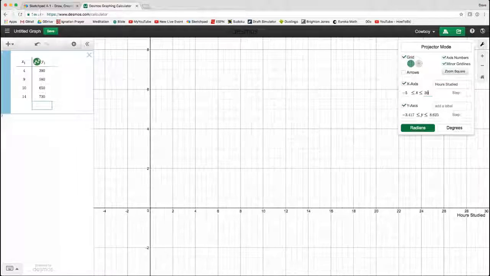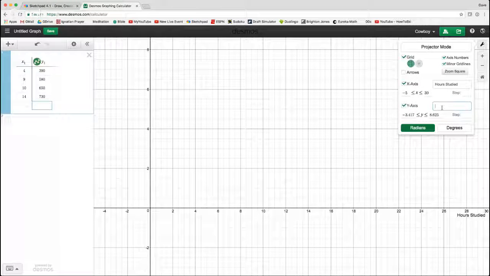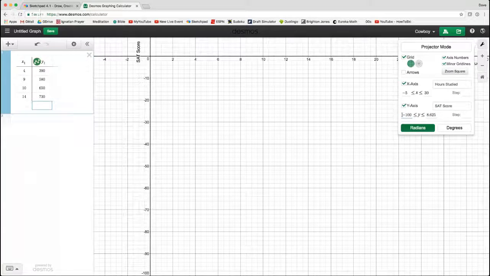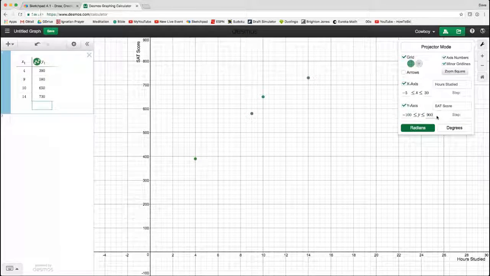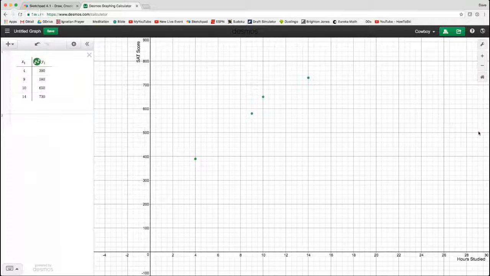We'll call that, go to 30. And now this will be my SAT score. I'll say my low number is going to be like -100, which can't happen, but it'll give me some extra space. And then my high score will be 900. I want to go a little past 800. So there we go. And so now we have a nice graph where we can see some of these points.